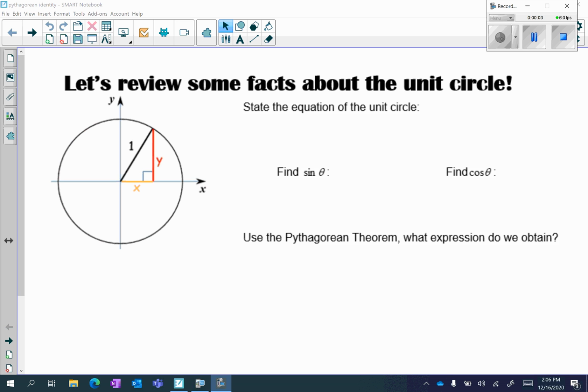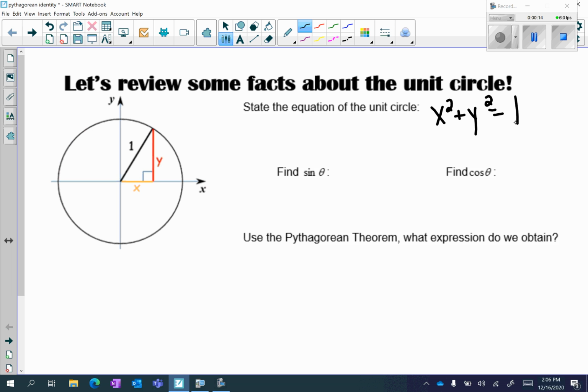So for this lesson, we're going to review some things about the unit circle. What you should remember about the unit circle is that it has the equation x squared plus y squared equals 1, and a radius of 1. Remember that sine is opposite over hypotenuse, so it's y over 1 or just y. Cosine is adjacent over hypotenuse, so it is x over 1 or just x. These are things that we know from the unit circle earlier.